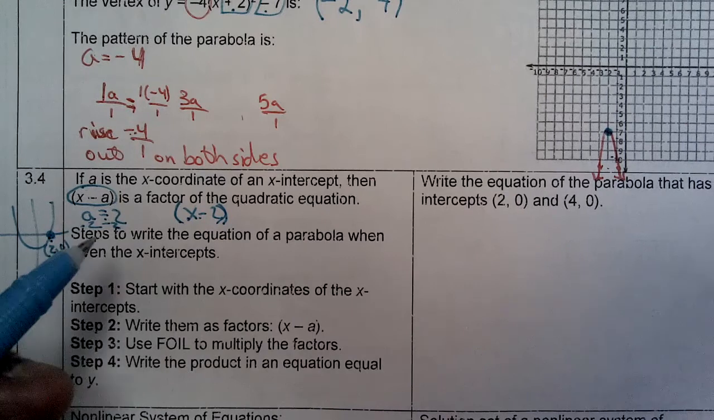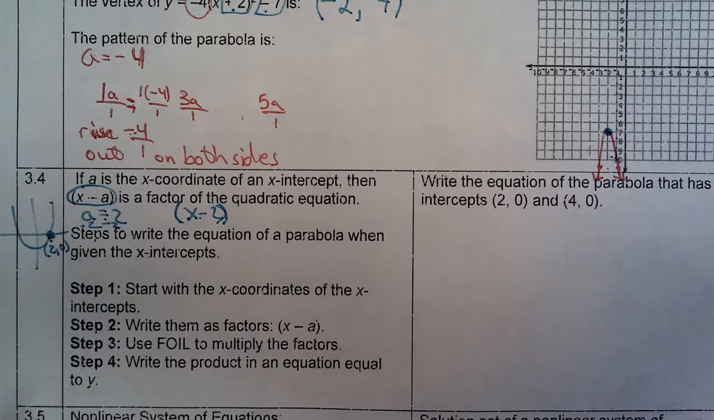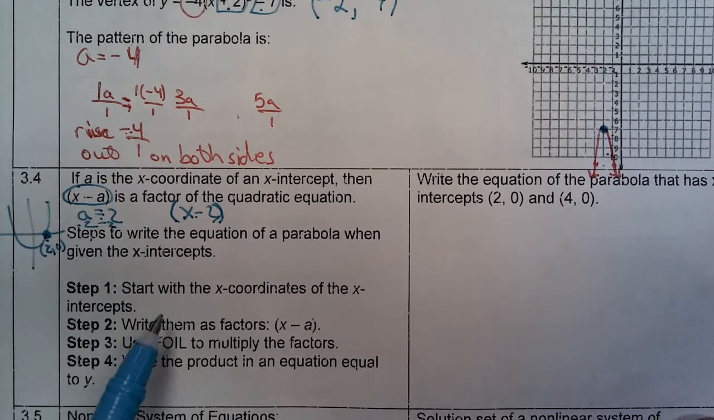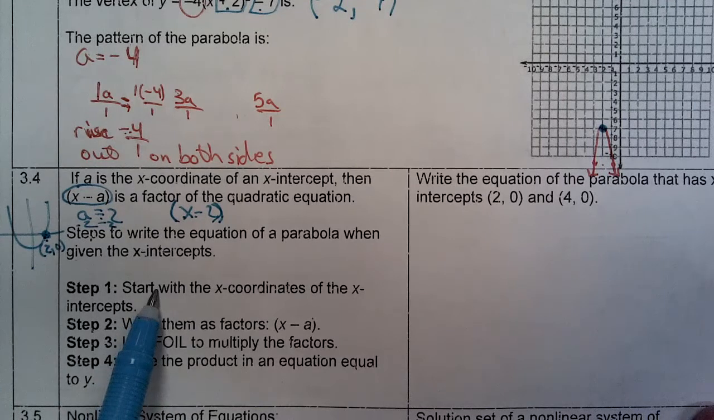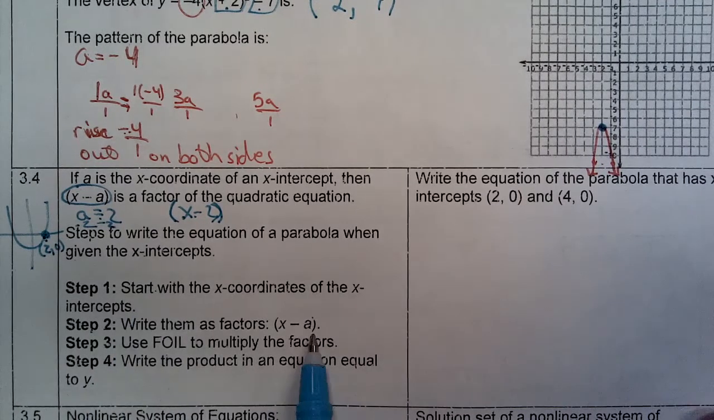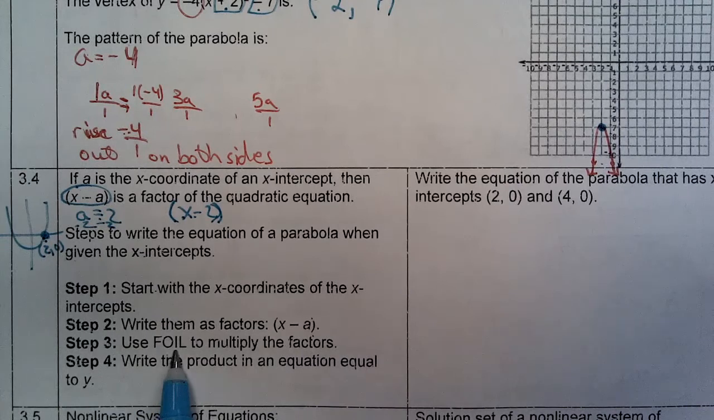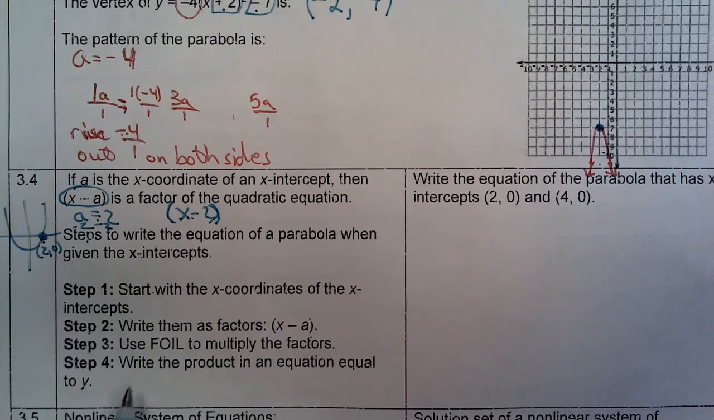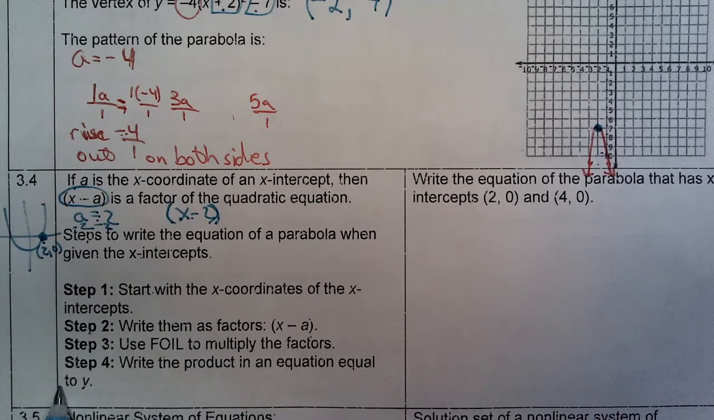The steps to write the equation of a parabola when we're given the x-intercepts. The very first thing, we're going to start with the x-coordinates of the x-intercepts, and we're going to write them as factors. Then we're going to multiply them together. We're going to FOIL them. And then we're going to write the product in an equation equal to y.